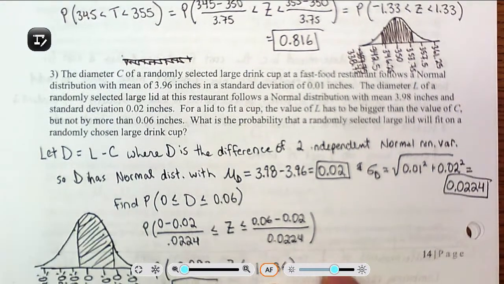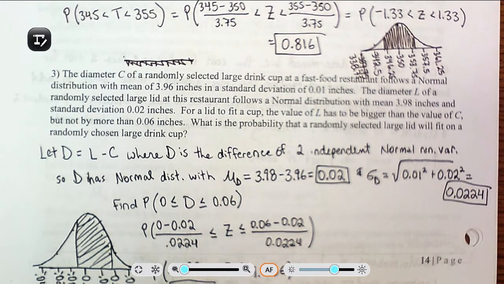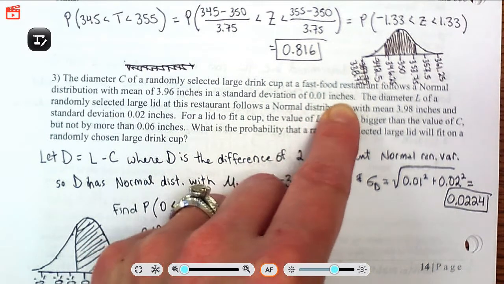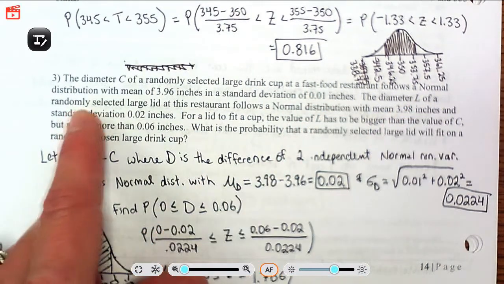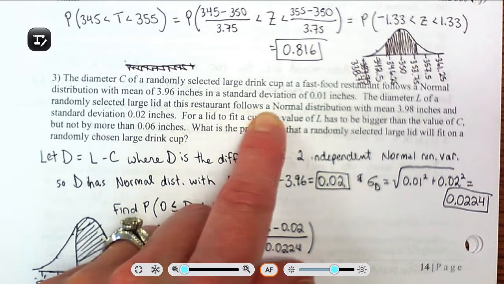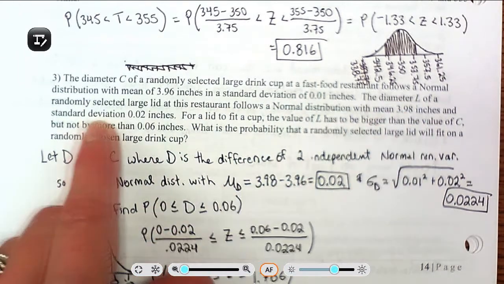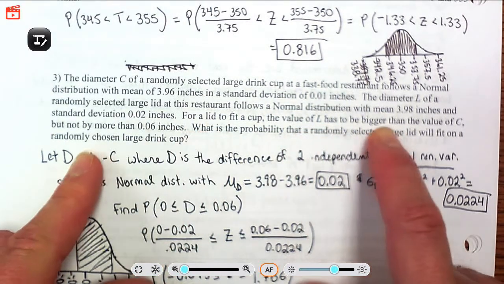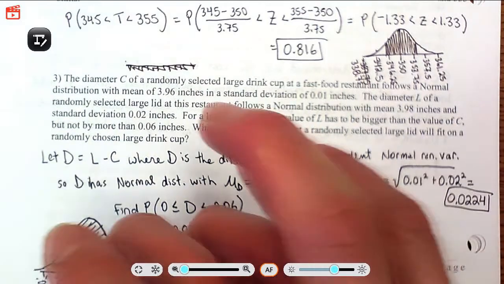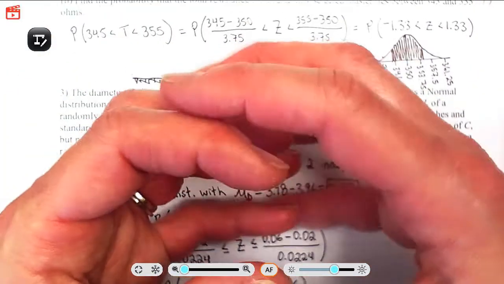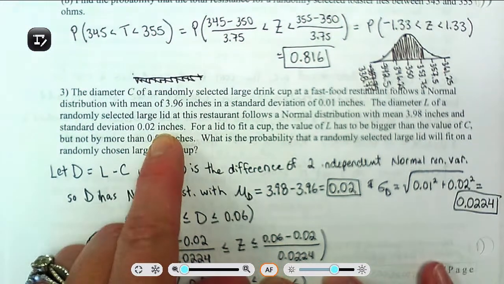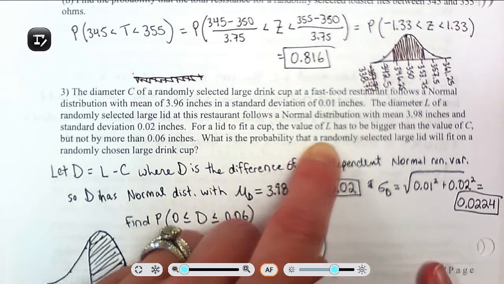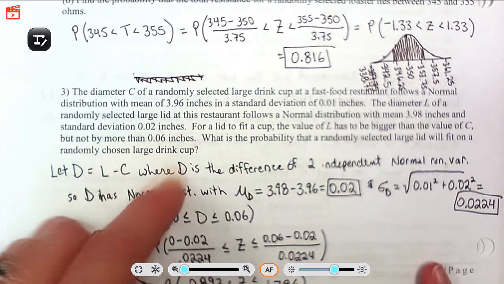The diameter C of a randomly selected large drink cup at a fast food restaurant follows a normal distribution with a mean of 3.96 inches and a standard deviation of 0.01 inches. The diameter L of a randomly selected large lid follows a normal distribution with a mean of 3.98 inches and a standard deviation of 0.02 inches. For a lid to fit a cup, the value L has to be bigger than the value of C, so it can fit on the cup, by not more than 0.06 inches. What is the probability that a randomly selected lid will fit on a randomly selected drink cup?